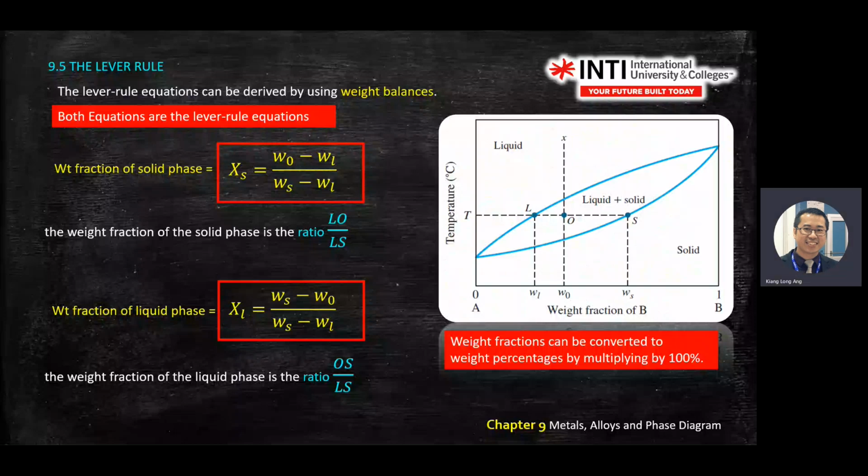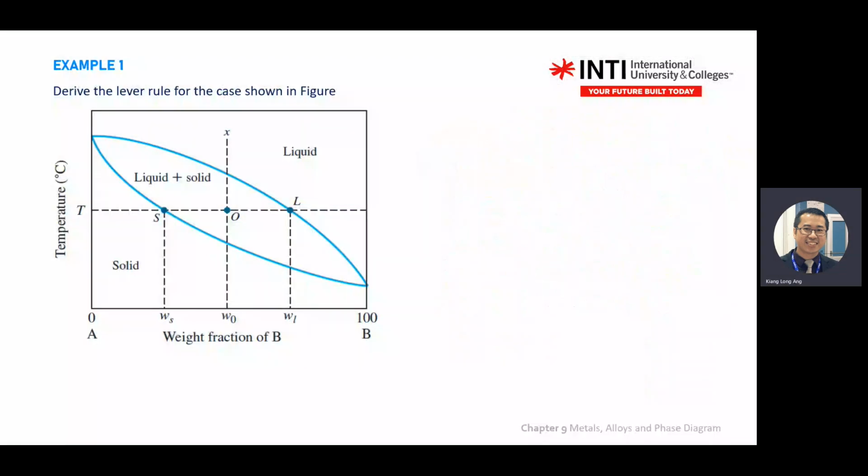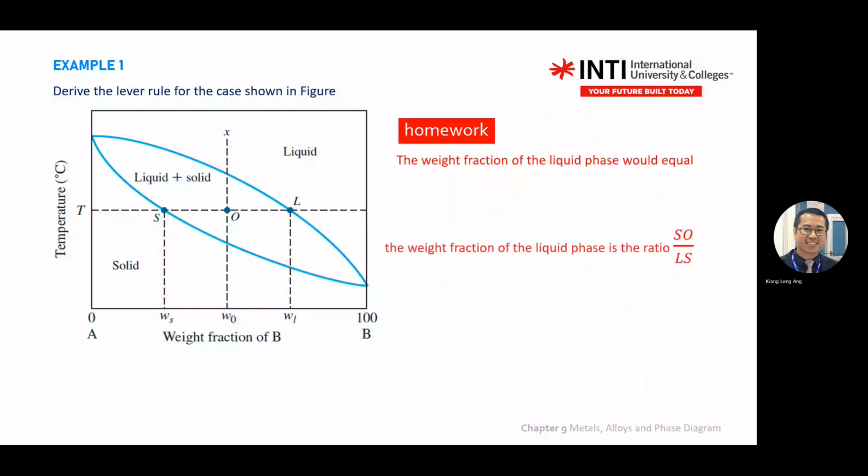Then to find the percentage of liquid, I compare the solid line and the X and the total length. So here you get Wx minus Wo, Ws minus WL. The principle is still the same. The graph can change, but the principle is still the same. And this one is for a binary system.